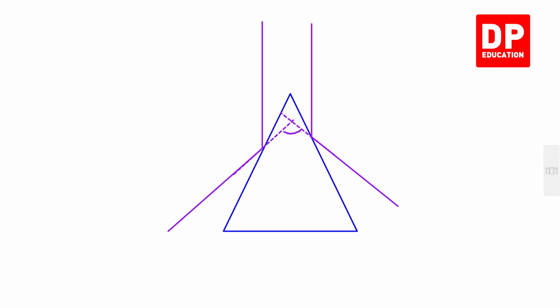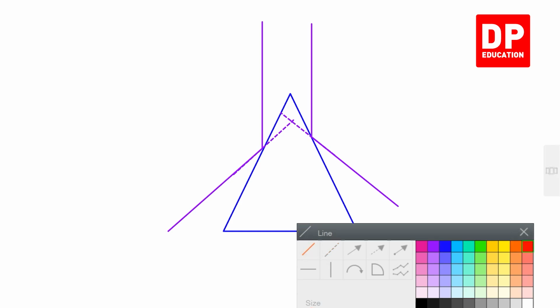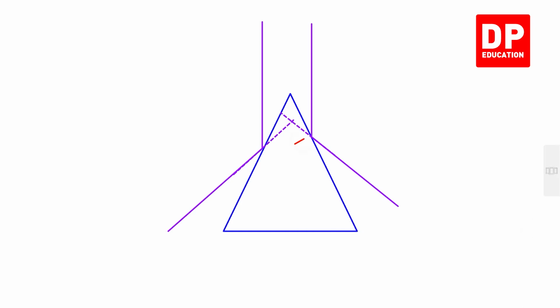This angle, we are telling, has to be twice the prism angle. We'll see how it comes. Draw the normal. Let's draw two parallel lines to these two: one through the top of the prism, the other through this point where these two rays, when extended, meet.